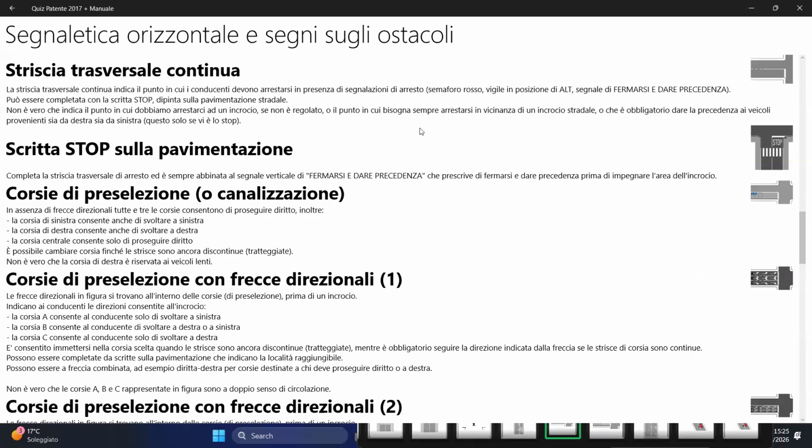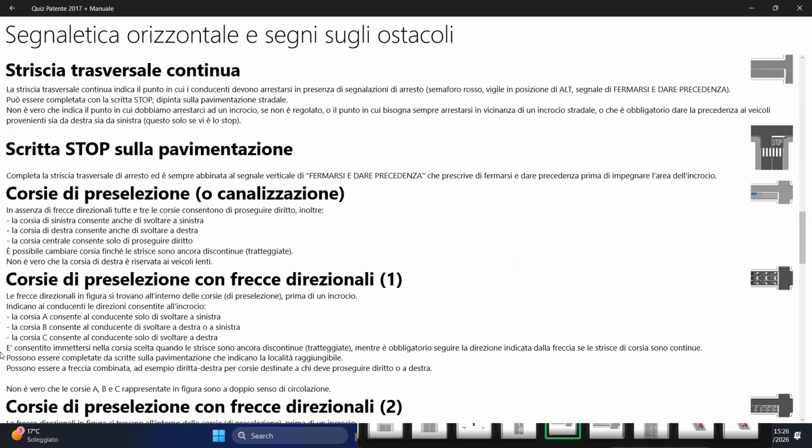Please, if you are not understanding this part, tell me, because when we go further we will see this thing again. They want to use these things to explain something deeper. They said, corsia di preselezione or canalizzazione. I read the English: in assenza di freccia direzione, tutti e tre le corsie consentono di proseguire diritto. In the absence of an arrow, no matter the corsia you find yourself in, you have the right to go straight. The three corsia permit you to go straight, but something tricky is going to happen here.